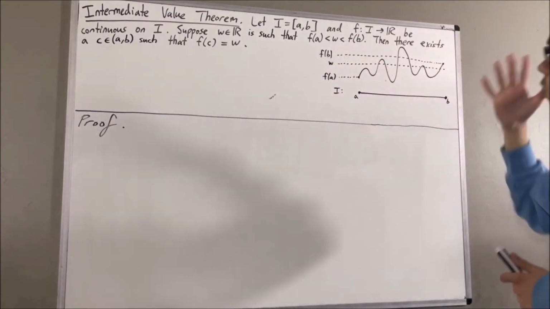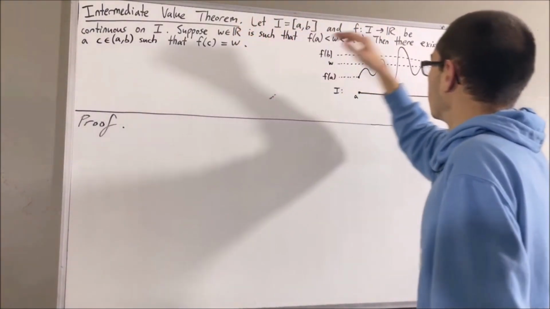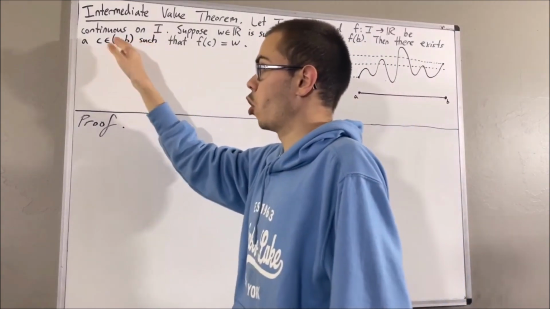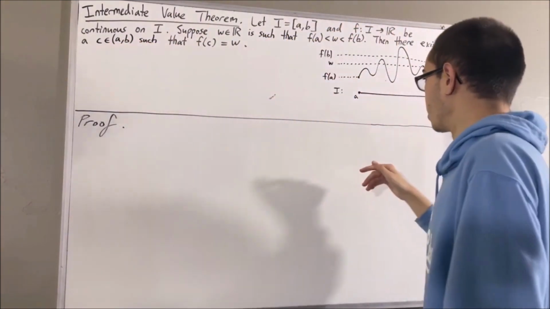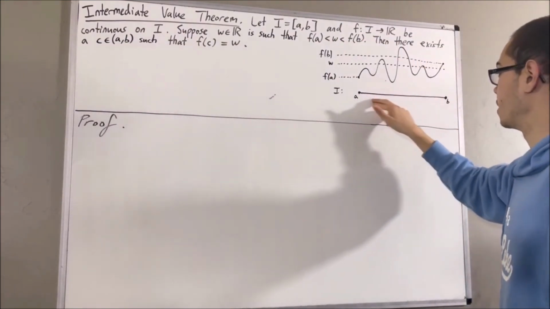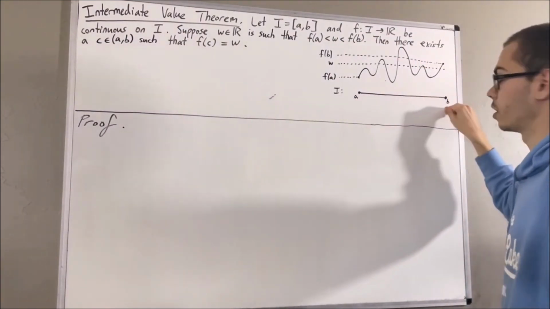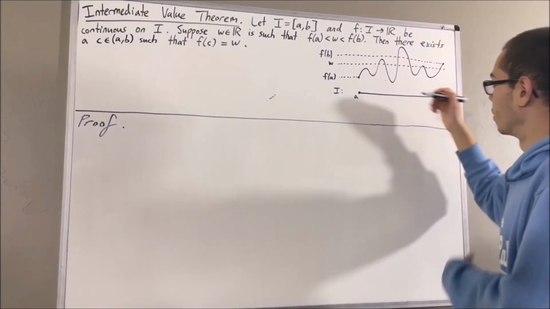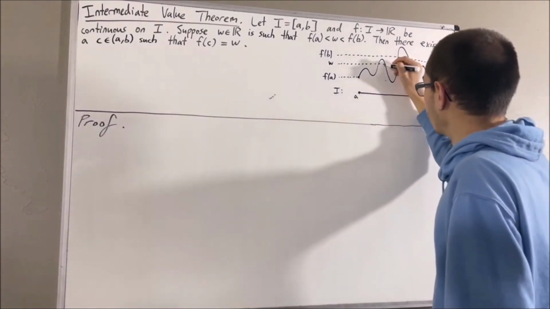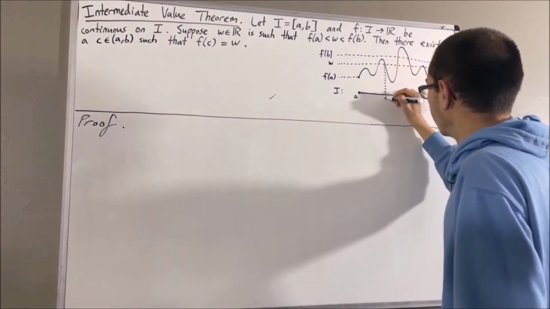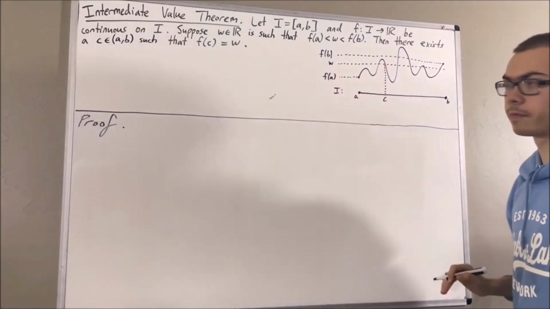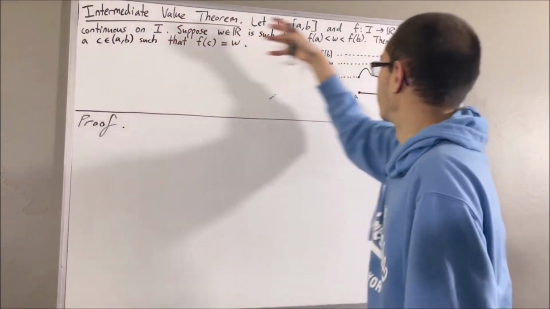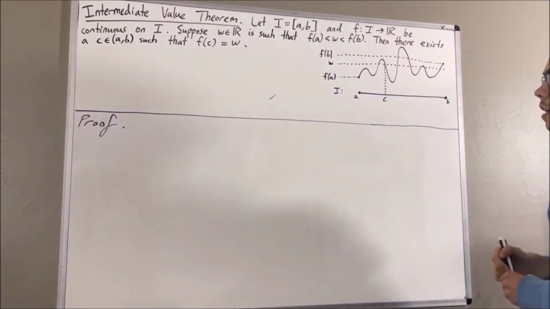And what this theorem is saying is we can find an element c in the open interval (a, b) such that f(c) = w. So we can find an element in this interval which is not one of the endpoints, say this one, and the output value yielded by this value c, so f(c), will be equal to w. And that is really what this theorem is telling us.